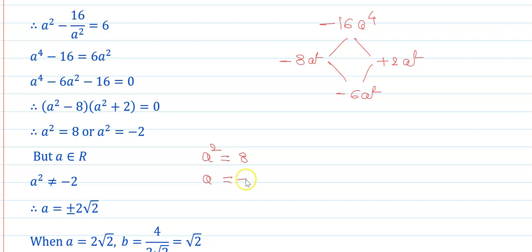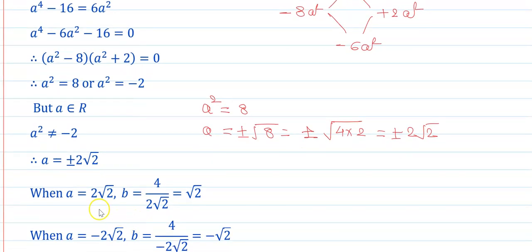a is equal to plus or minus root of 8, and this 8 can be written as 4 into 2, and that is equal to plus or minus 2 root 2. Therefore a is equal to, once we will take plus and once we will take minus. But what is the value of b? b is equal to 4 upon a. Therefore substitute the value of a, that is 2 root 2.